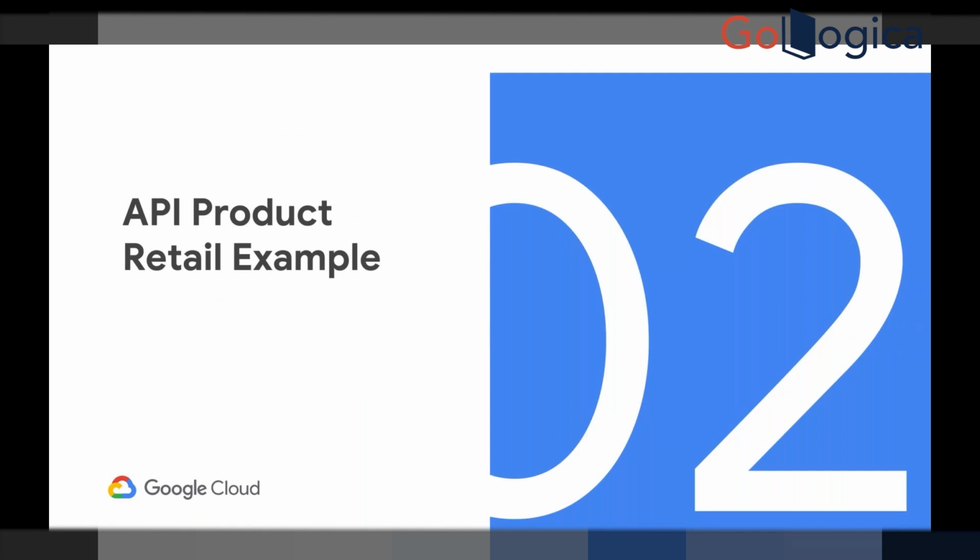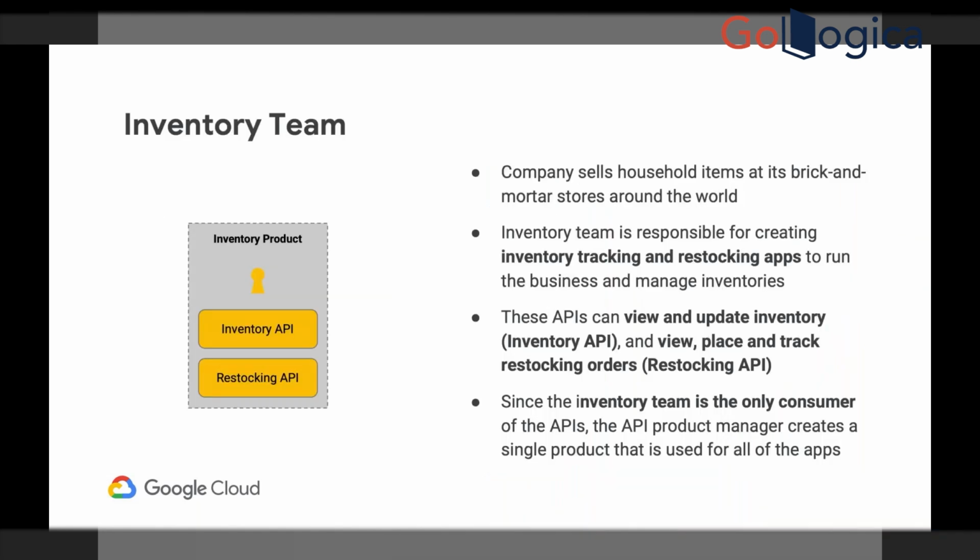Now in API product, we will take one example from the retail sector. There is a big company that sells household items in showrooms. The company has various showrooms, like for example IKEA or Target, or even Reliance Digital, Reliance Fresh, whatever. Take any big company, for example. That company sells various household items.